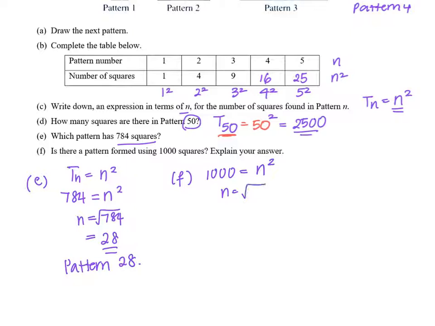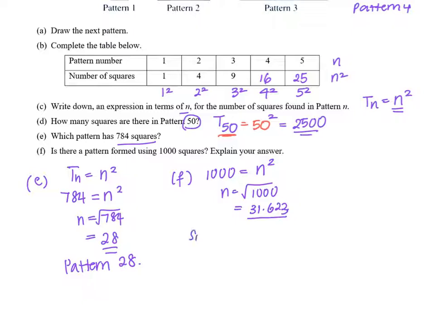So n equals the square root of 1,000. The square root of 1,000 gives you the number 31.622 something. Can I have pattern 31.623? No, right? So what does it tell us? Is there such a pattern? That means there wouldn't be such a pattern. But what's the reason? Because n is not a whole number. Or rather, to be more accurate, n is not an integer.